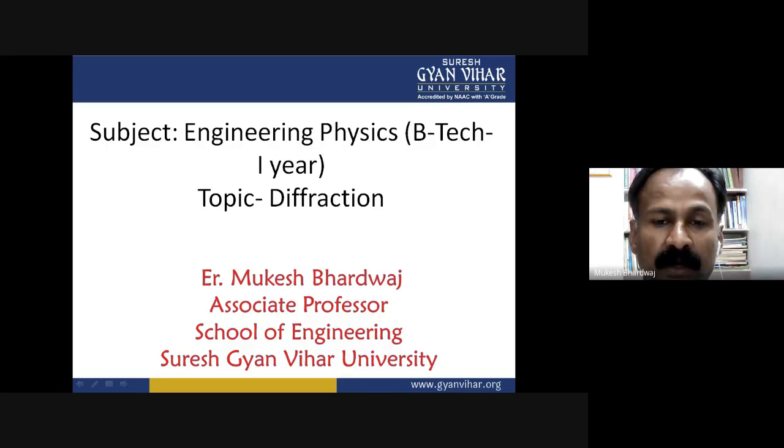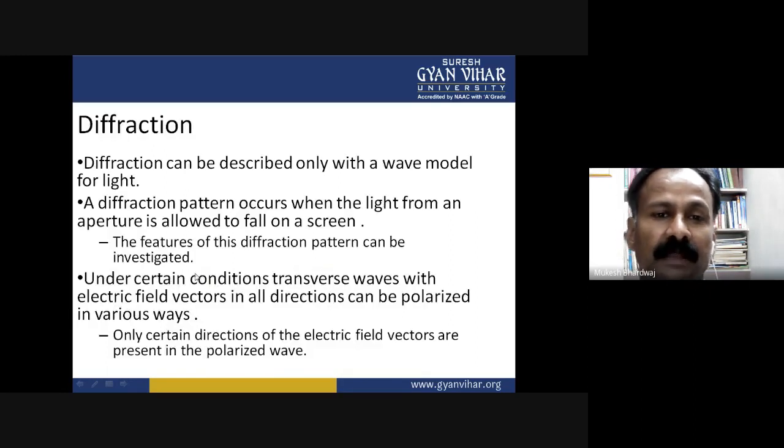By the earlier knowledge, we knew this in relation to sound. Now, diffraction can be described only with a wave model. For light, a diffraction pattern occurs when the light from an aperture is allowed to fall on a screen. The features of this diffraction pattern can be investigated under certain conditions. Transverse waves with electric field vectors in all directions can be polarized in various ways. Only certain directions of electric field vectors are present in the polarized wave.